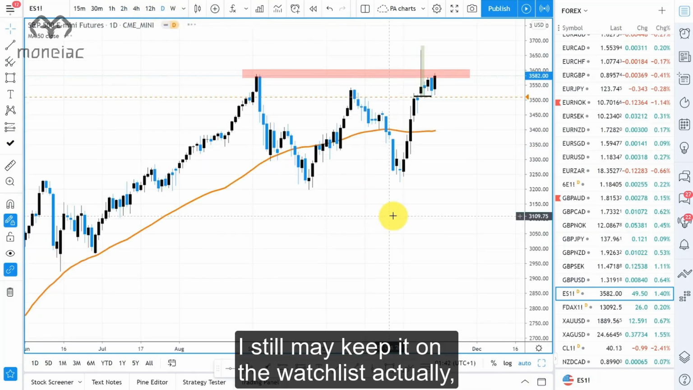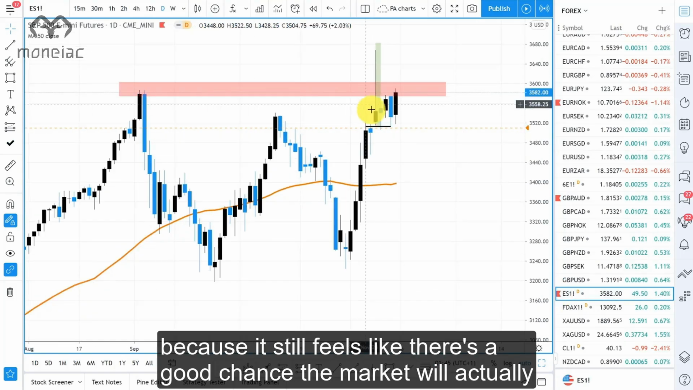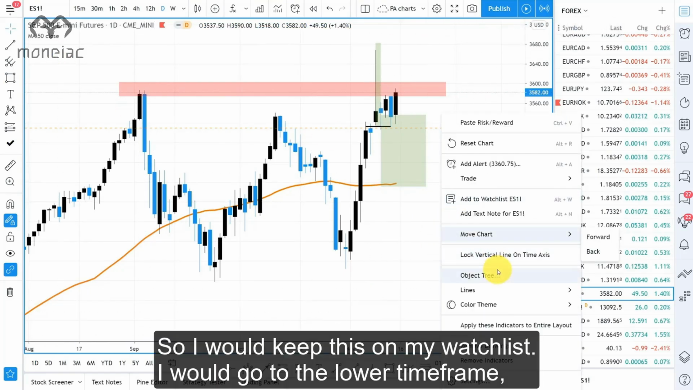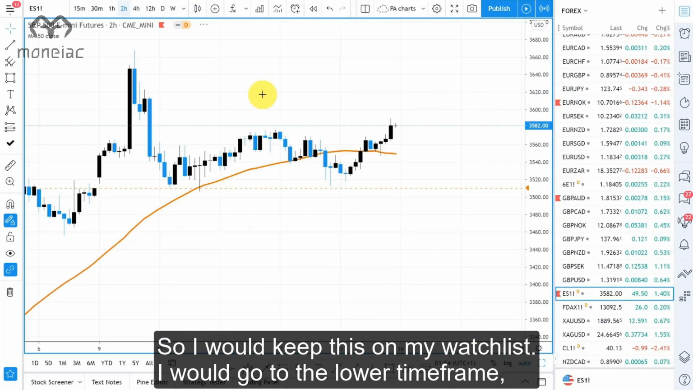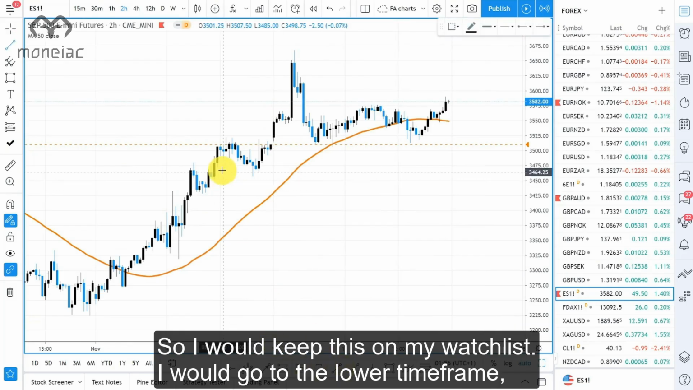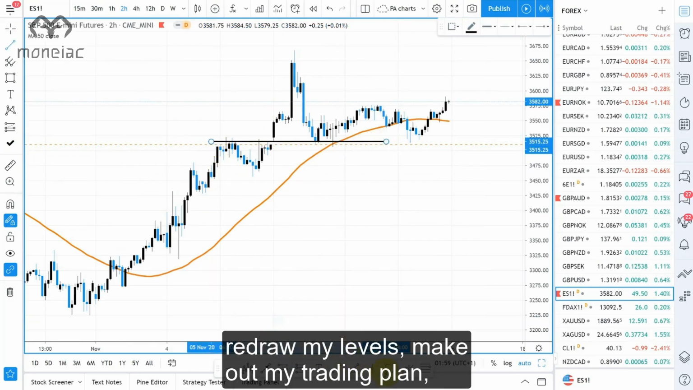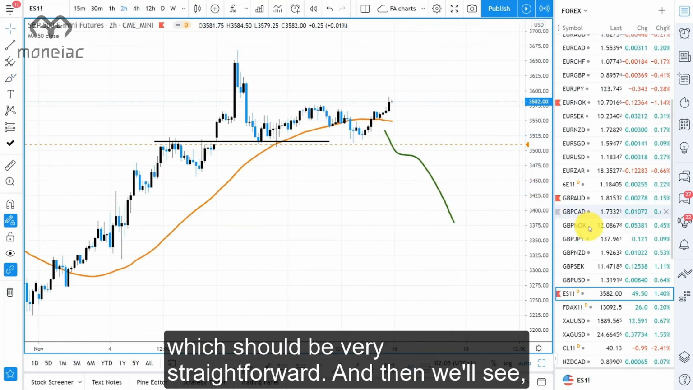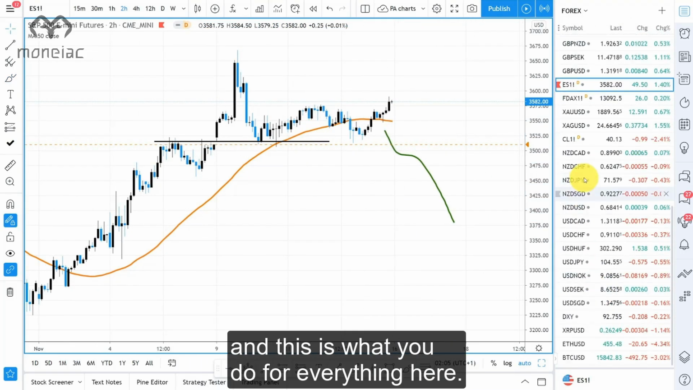I still may keep it on the watch list actually, because it still feels like there's a good chance the market will actually reverse, especially given this all-time high situation. So I will keep this on my watch list. I will go to the lower time frame, redraw my levels, make out my trading plan, which should be very straightforward, and then we'll see. And this is what you do for everything here.